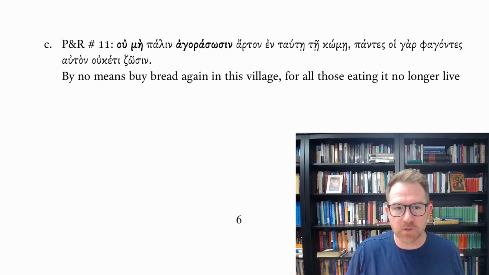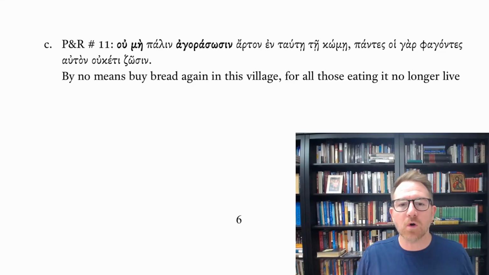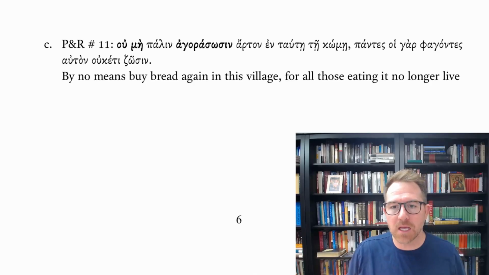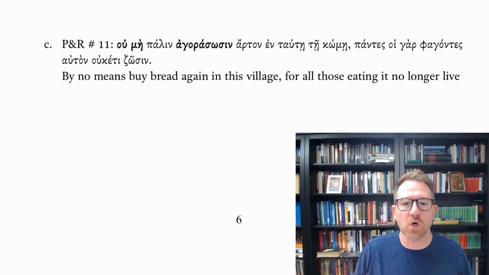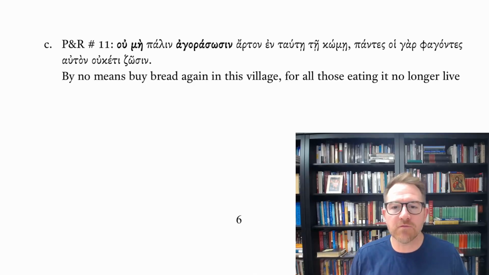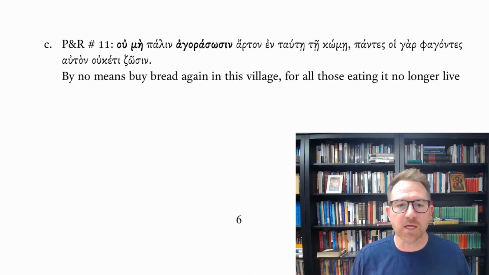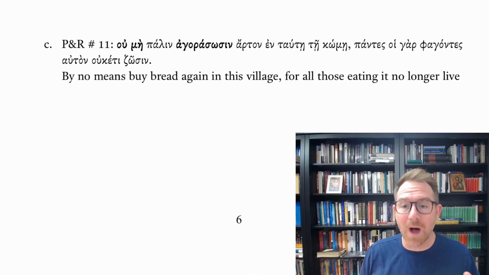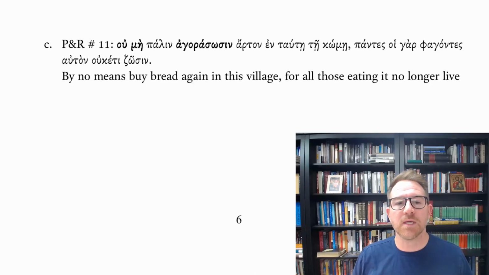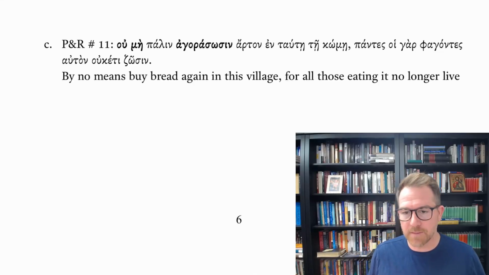Practice and review, sentence example number 11. Ume palin agor asosin artan en taute te come pantes hoi gar fagantes auton uk eti zosin. By no means buy bread again in this village, for all those eating it no longer live. So the emphatic negation is don't buy bread in this village. Don't do it. No way. Why? The explanation is because those who eat it, that is the bread from this village, they don't live. They don't keep breathing. So something in the bread is bad.